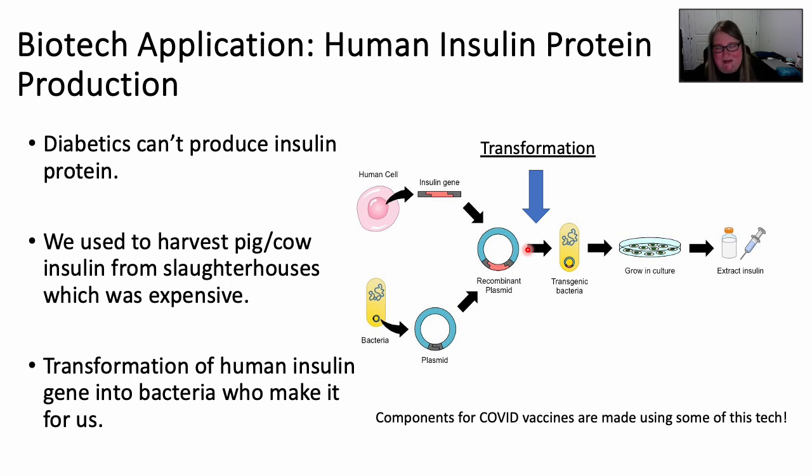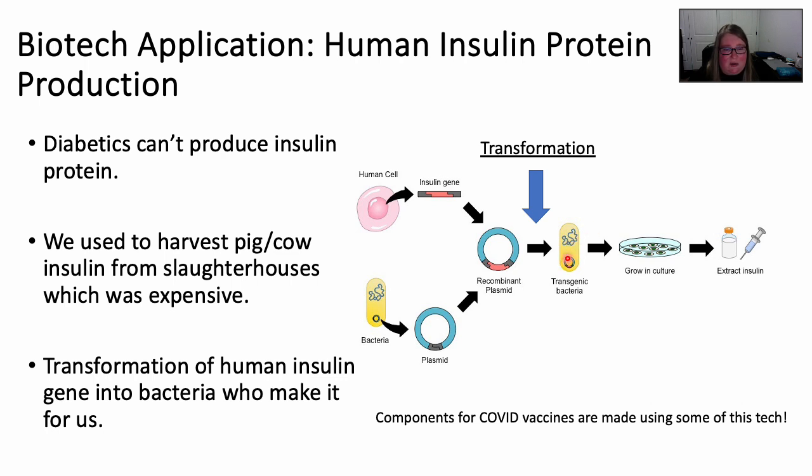So what we're going to do is force the bacteria to uptake the plasmids. We're going to use that calcium chloride and heat shock method to get the plasmid into the bacteria, and then the bacteria are going to integrate it into their genome, hopefully. Okay, there are some that won't do it, and they're not going to be effective in this process.